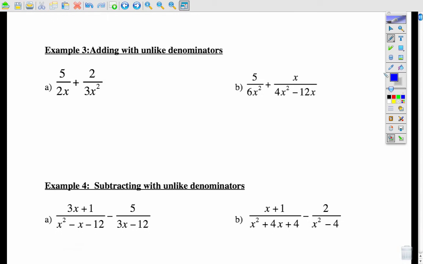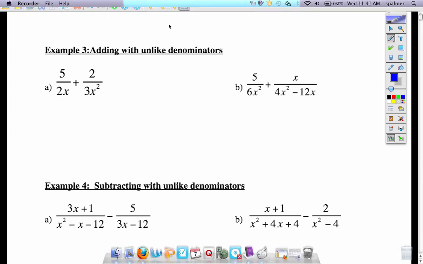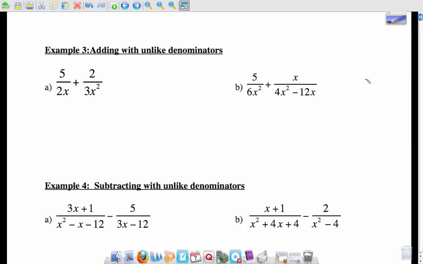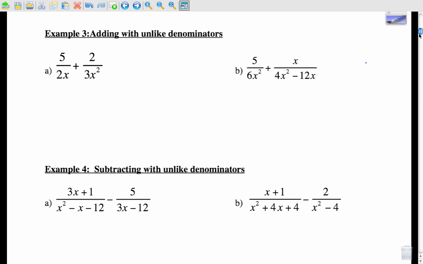All right, let's get into actually adding and subtracting these things. Flip your notes over to page 4. I'm at the top of page 4. We are going to do these 4 examples here, and then I'm going to have you try these on your own. So, try some of them on your own.